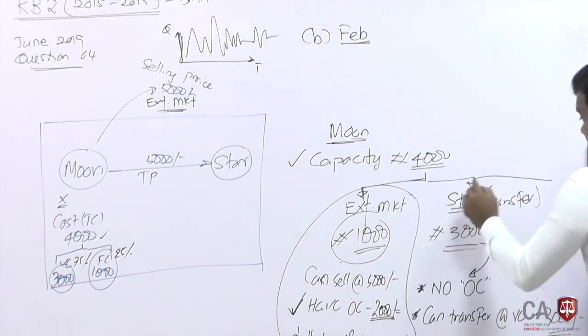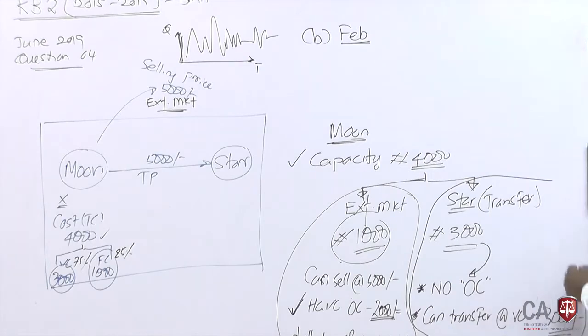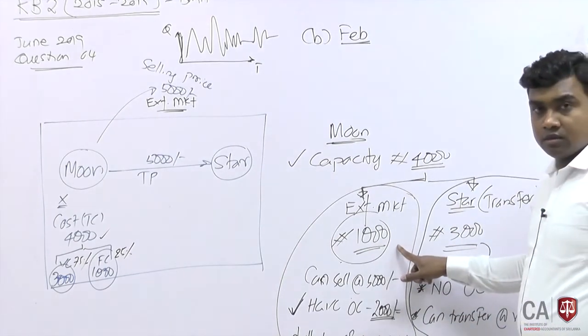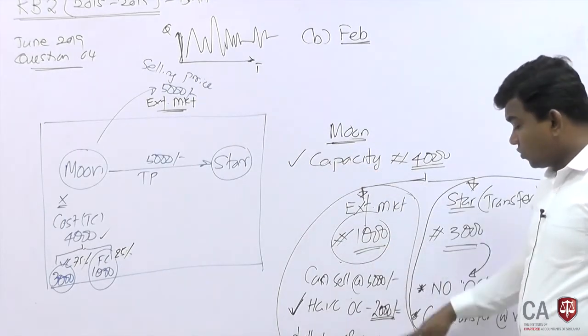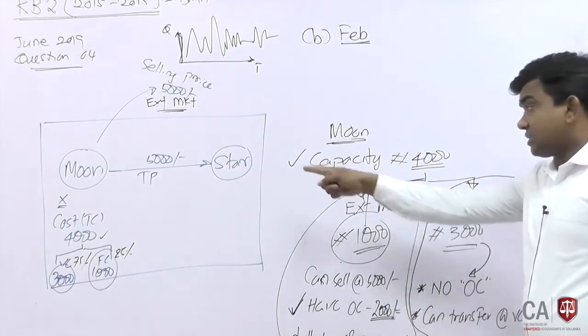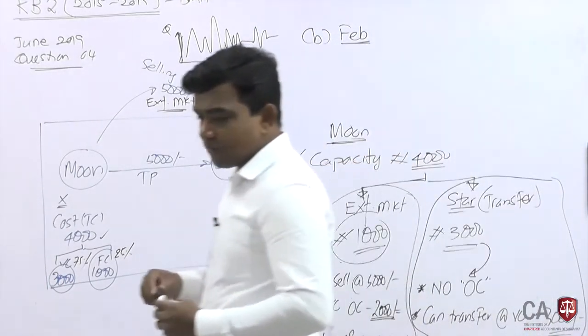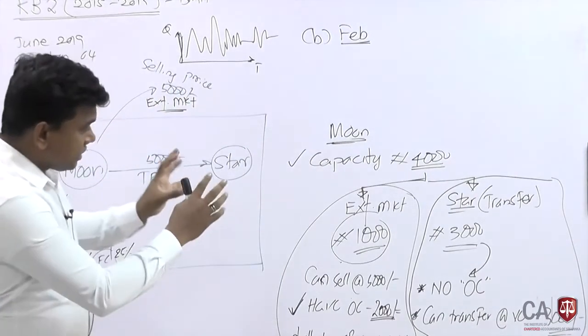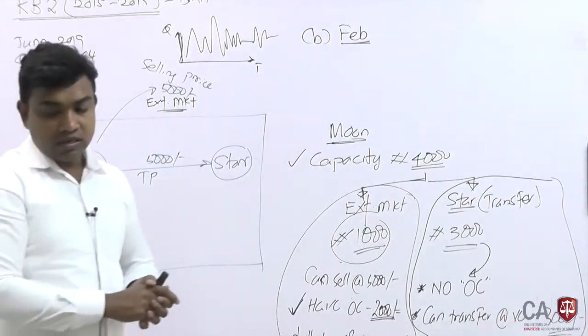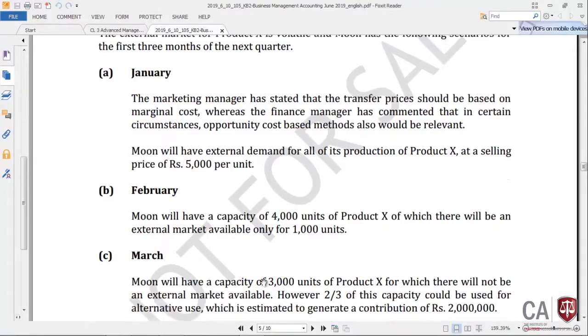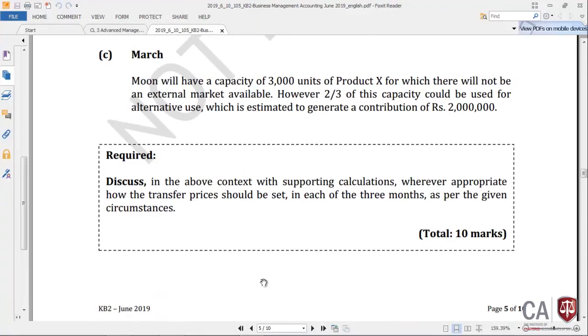Therefore, the best option is to make 3000 units and transfer at 3000 rupees, no opportunity cost. For the balance 1000, if Star is demanding, you have to transfer at 5000. If Star is not demanding, you can sell it outside at 5000. Right? That's how you have to bifurcate the information according to the capacity restrictions they have. Now let's see part C, that March scenario. Just read the March scenario. I will take you again to the computer screen. See the scenario of March.